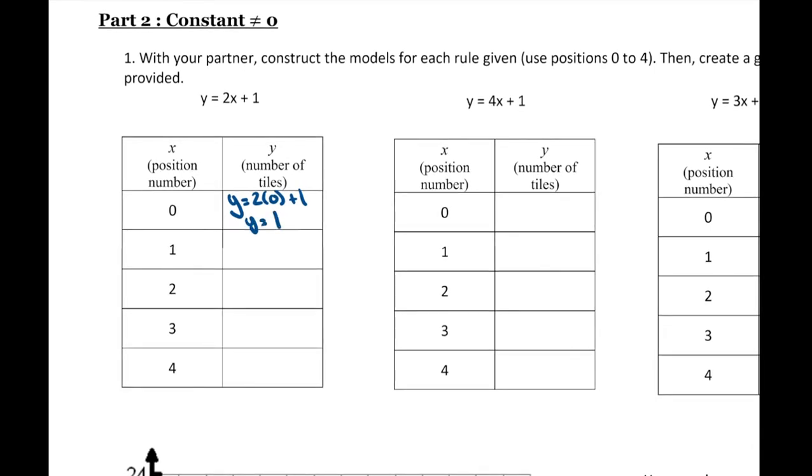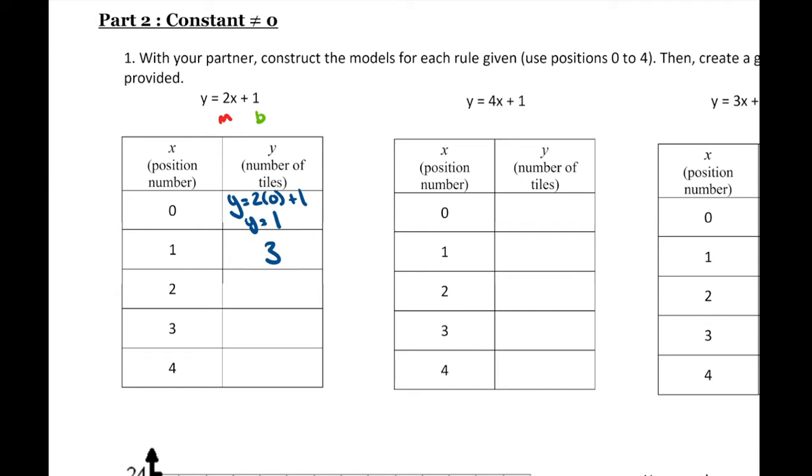You could also think, well, the constant is the starting value. It's where we start. So looking at my rule, my constant, or the b value, is 1. So that means at position 0, or the starting value, it should be 1. Our multiplier can then help us because our multiplier tells us what we increase by every time. So in this case, we increase by 2. So that means that at position 1, we go from 1 to 3.